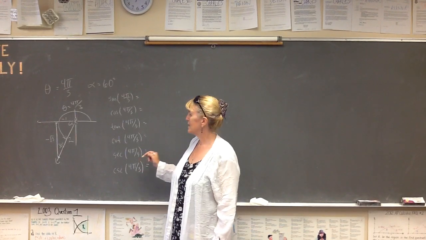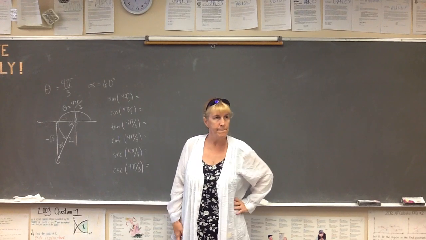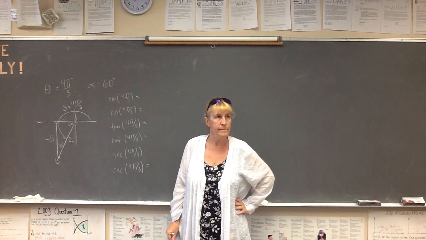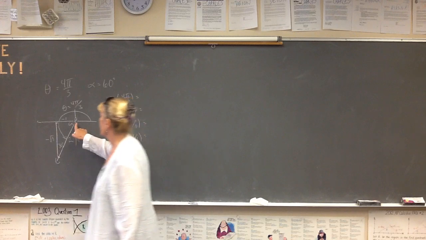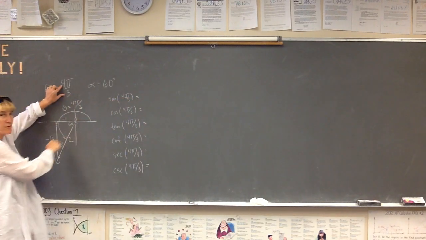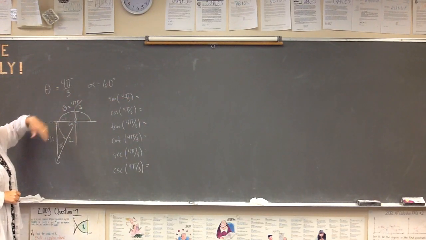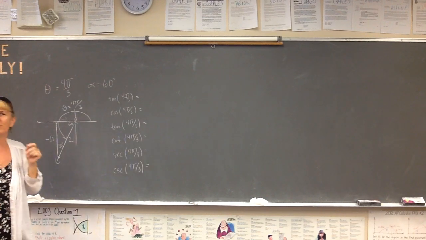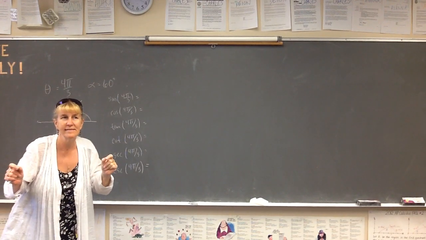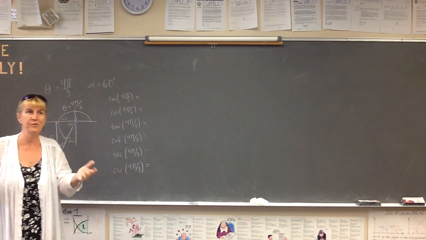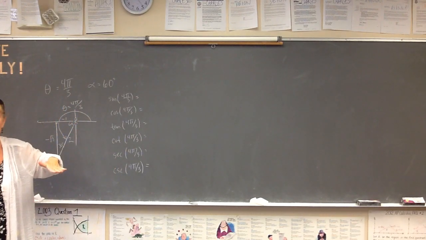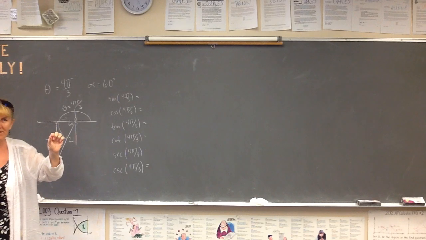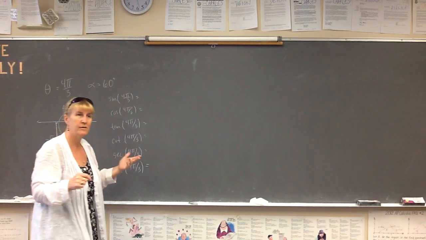Now, would that reference angle always be 60 degrees? This reference angle is always going to be 60 because it's 4 pi over 3. But if I had given you 7 pi over 6, it could have been 30. That would be just a little bit bigger than 6 pi over 6, which would put me into quadrant 3 also, by pi over 6. And that would be a 30-degree reference angle.